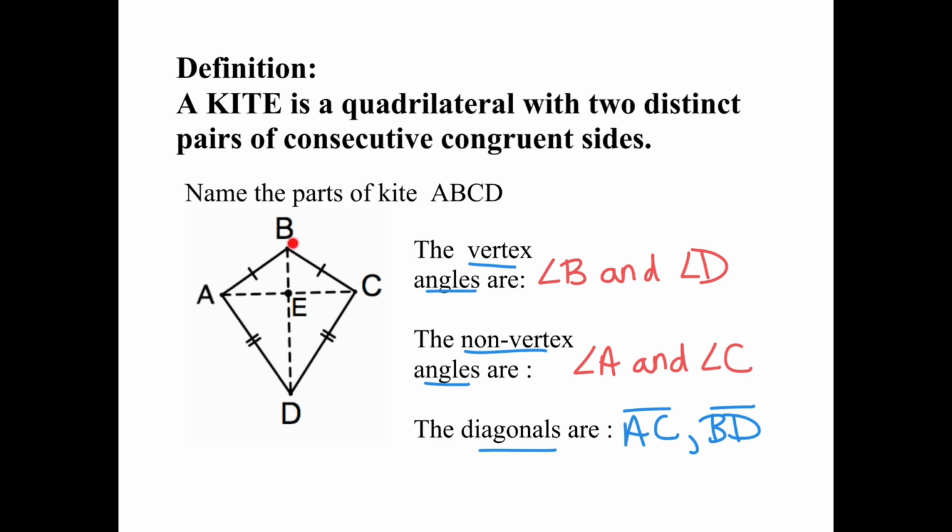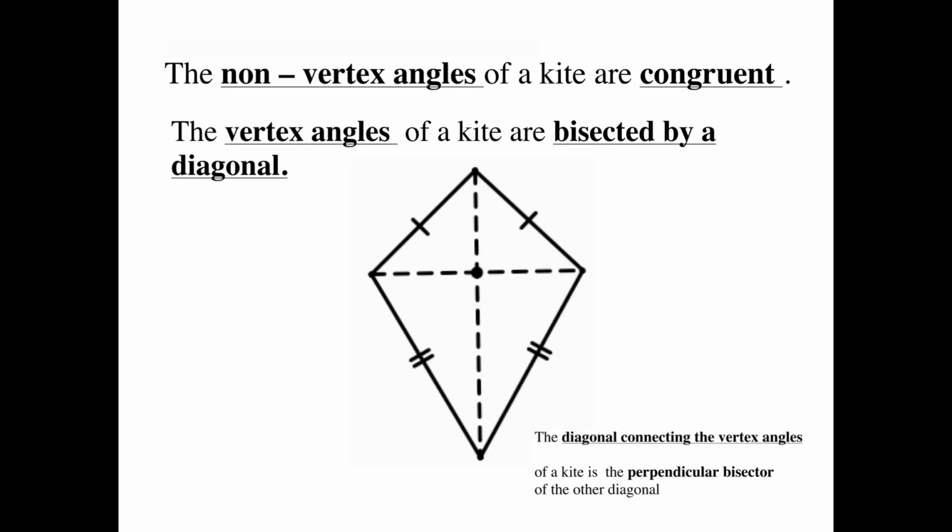So the vertex angles are the top and bottom. They connect the congruent sides. The non-vertex angles are the angles that connect the non-congruent sides. It is important to recognize which ones are which, non-vertex versus vertex, because they have their own properties. The non-vertex angles of a kite are congruent. So coming down here, the non-vertex angles are the ones that are connecting the non-congruent sides. Maybe that's a way to remember it. Non-vertex connects the non-congruent sides.